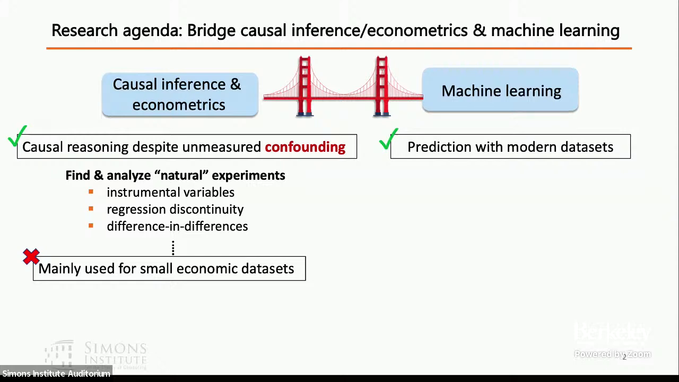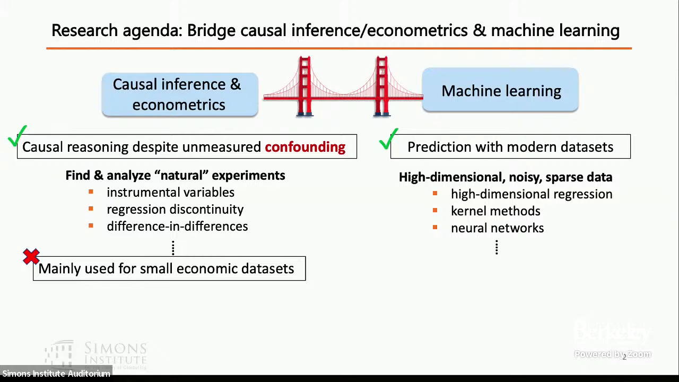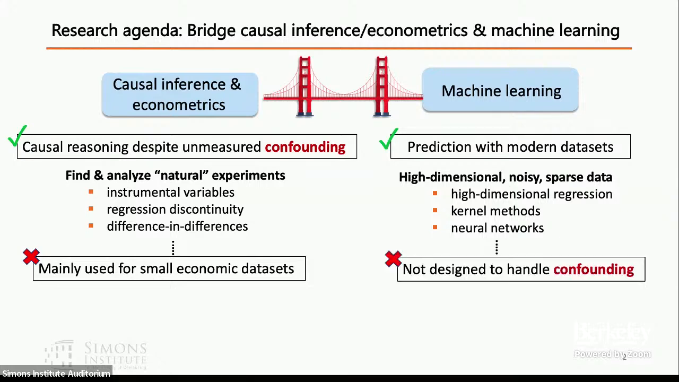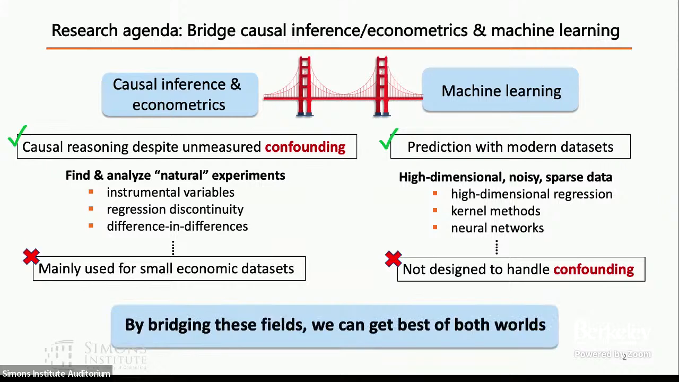It thinks about prediction with modern data sets. Data sets that are high dimensional, noisy, sparse. A variety of interesting frameworks such as kernel methods, neural networks, high dimensional regression have come out to deal with that. But they generally are not designed to handle confounding. Right? And so my aim is to bridge these two fields so we can get the best of both worlds.